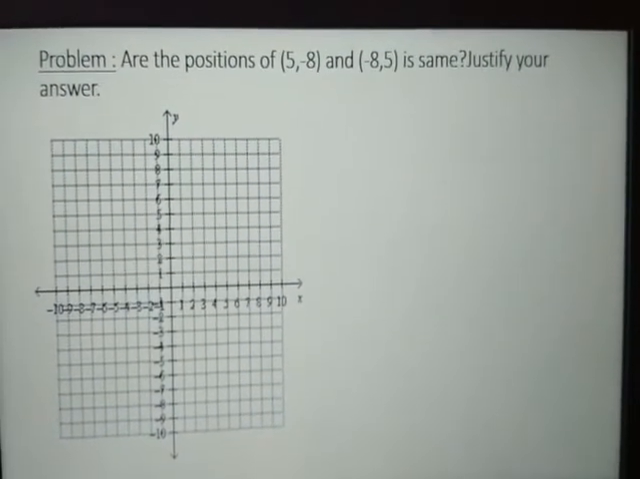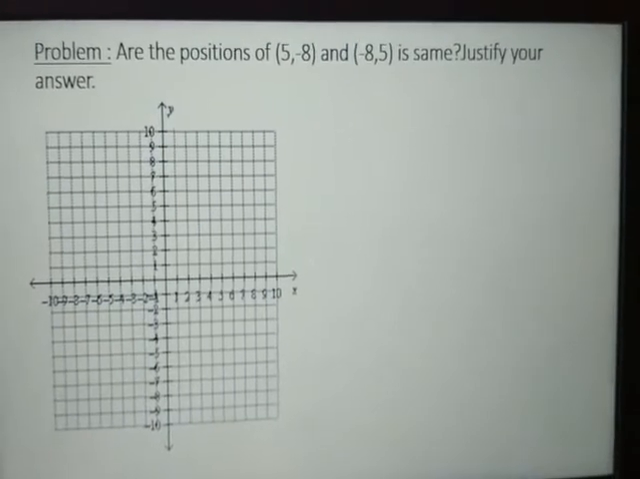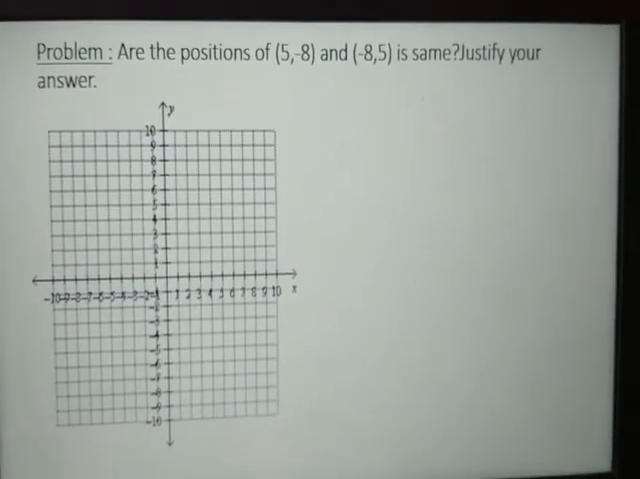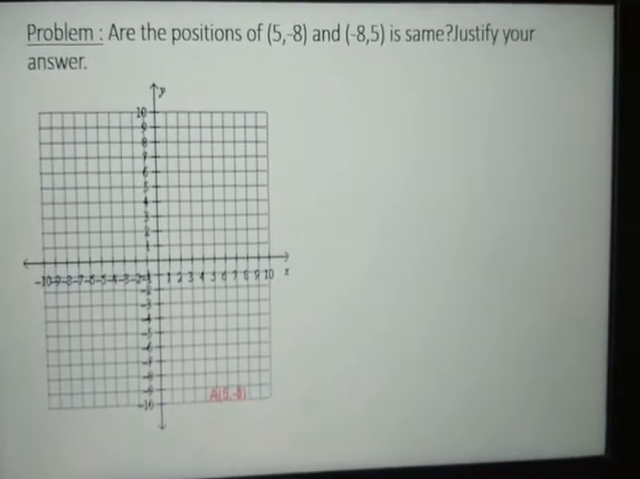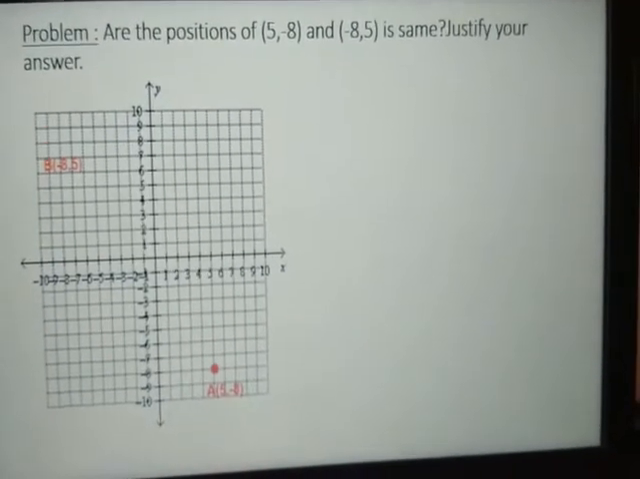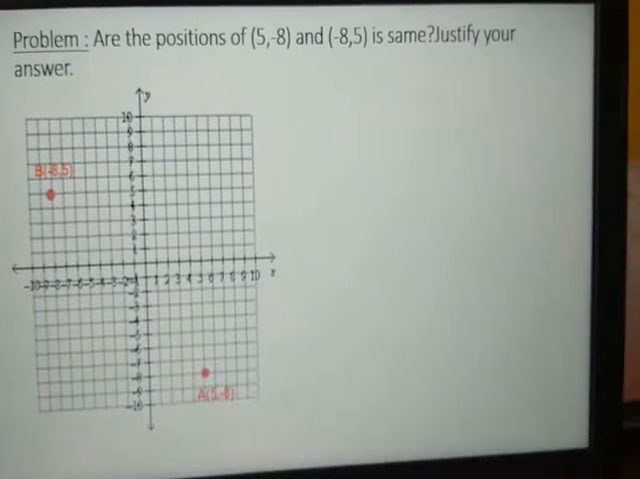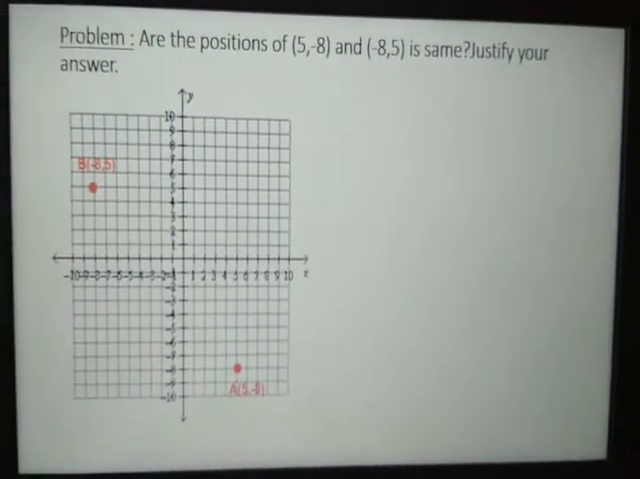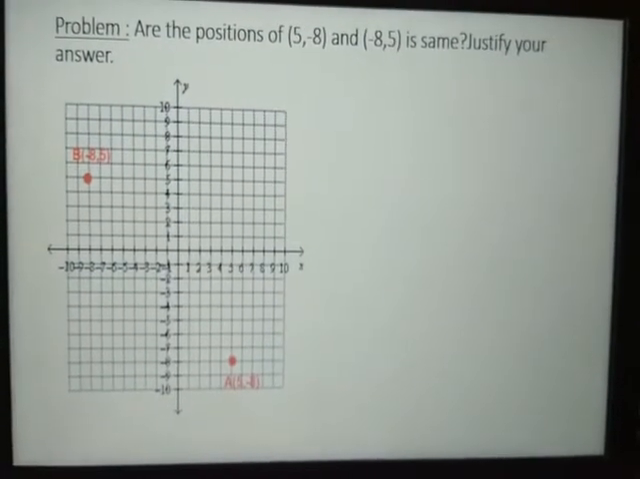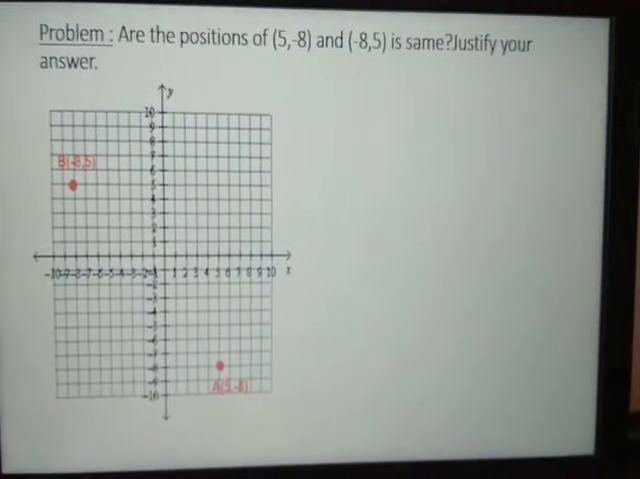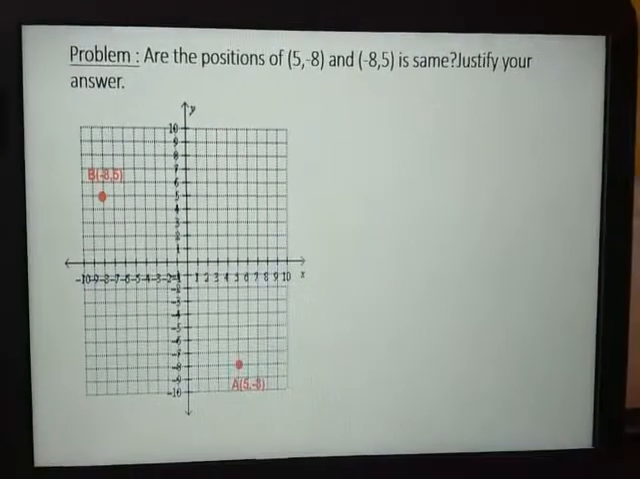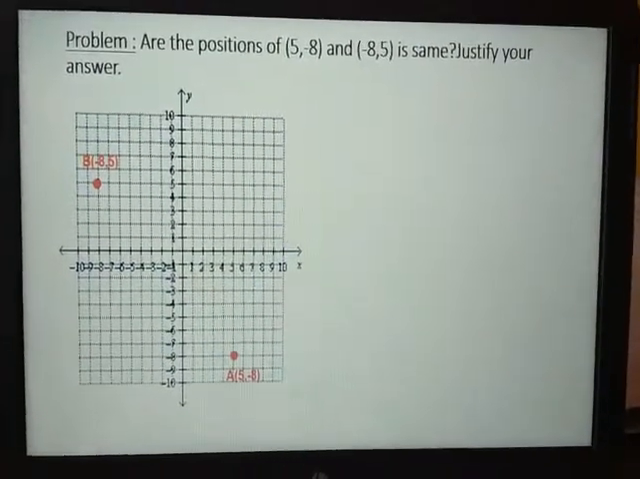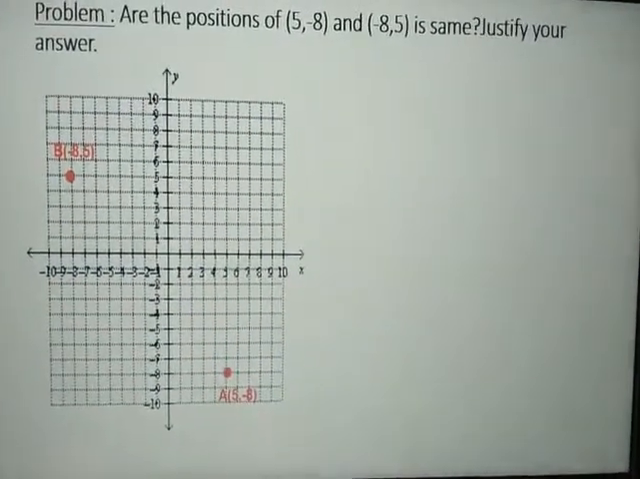Generally, (5, -8) belongs to the fourth quadrant, and (-8, 5) belongs to the second quadrant. So if we plot the points on the graph, we get the point A in the fourth quadrant and the point B in the second quadrant. They are both different, so their positions are not the same.